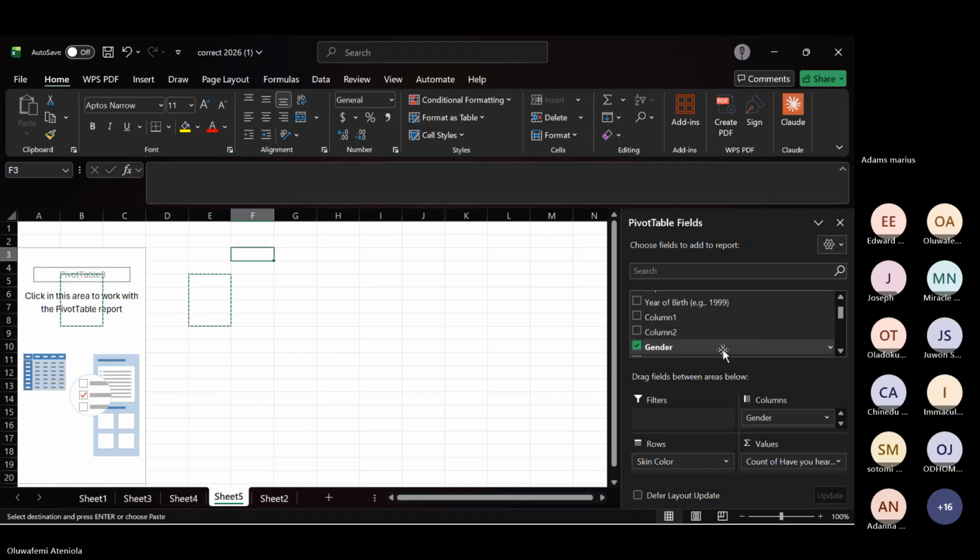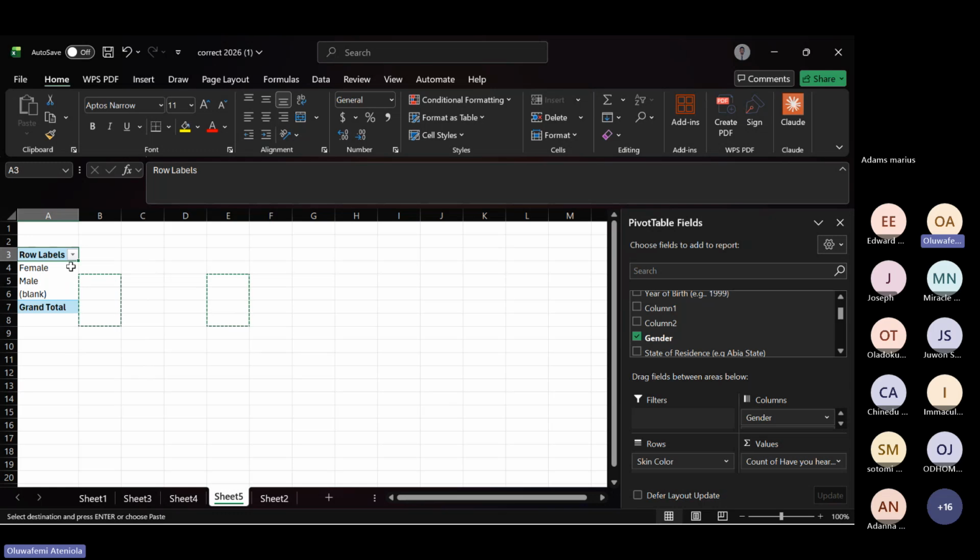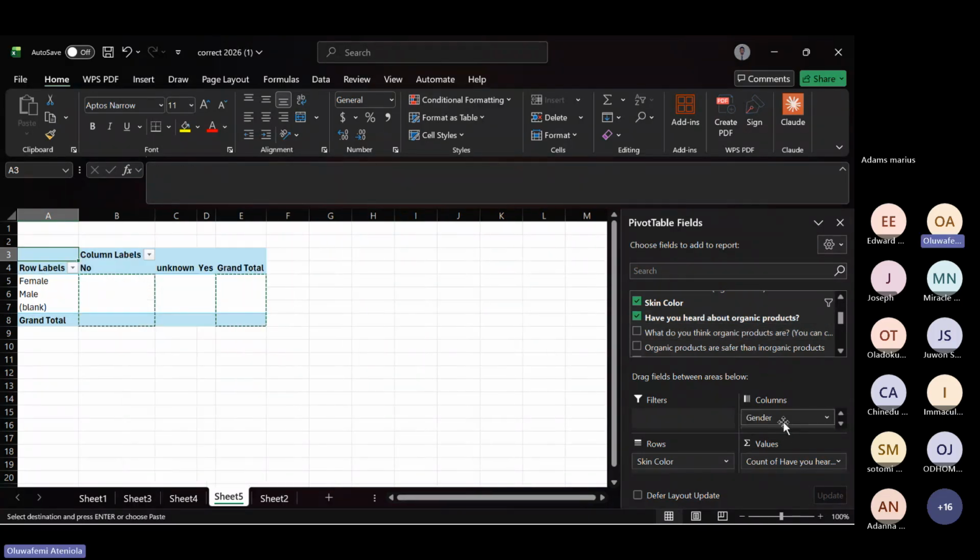Now, gender first goes into rows. So we have the gender. Next we can ask, have you heard of organic product? Column. So yes or no, you can see this is no, this is yes, unknown, and I think unknown. Should we have unknown in gender? Where is unknown coming from? Because we have just 2 columns here.